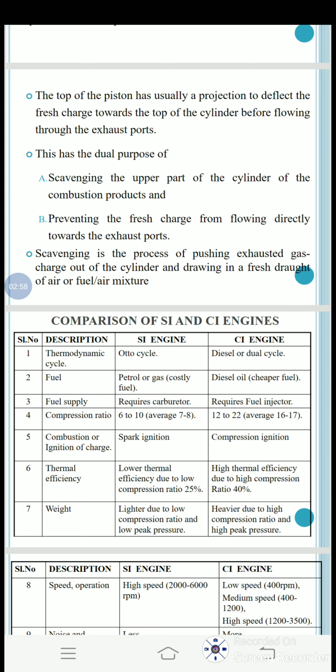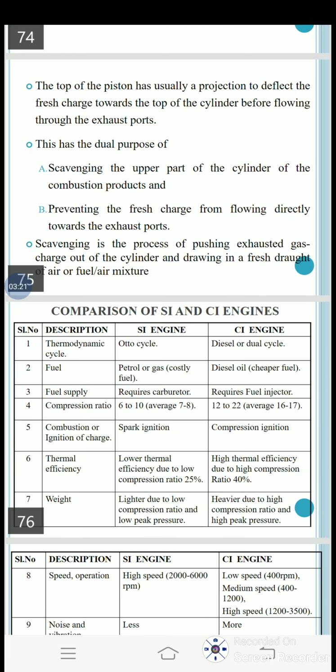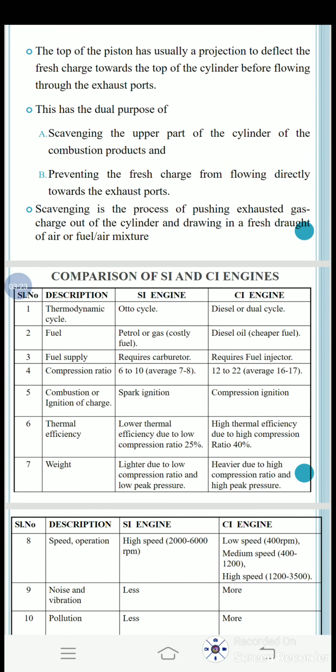It is differentiated based on the following factors. One is the thermodynamic cycle. The SI engine works on the Otto cycle. The CI engine works on the diesel cycle. Then the type of fuel used: petrol or gas, which is costly. The CI engine uses diesel as a fuel. It is cheaper as compared to petrol.